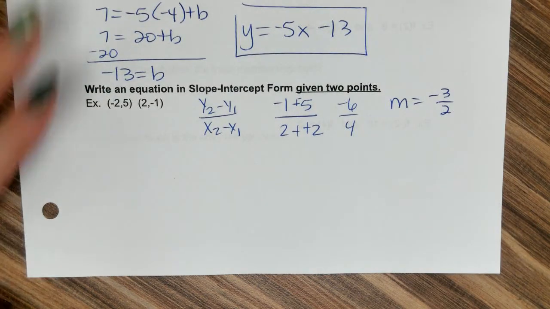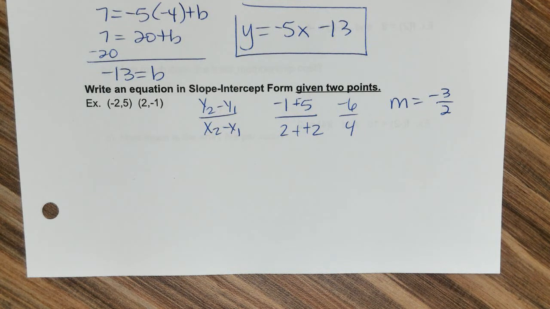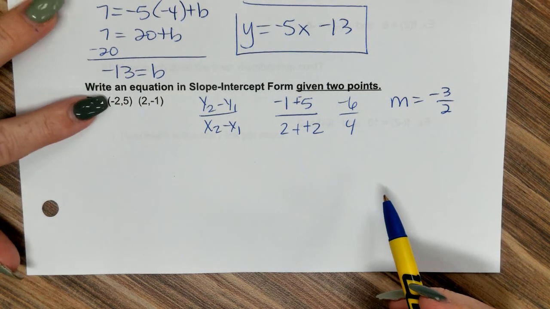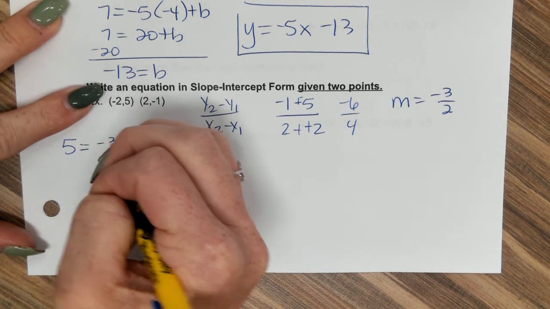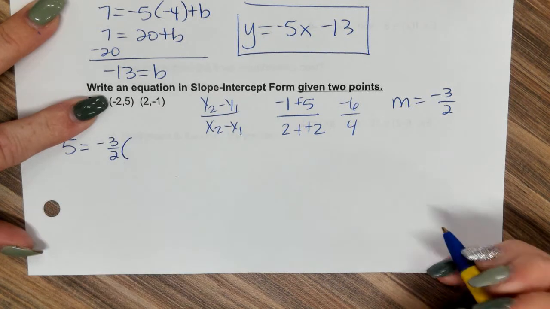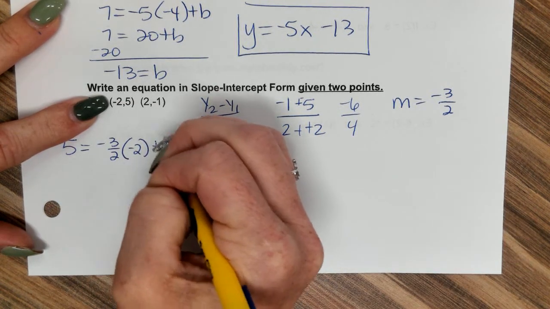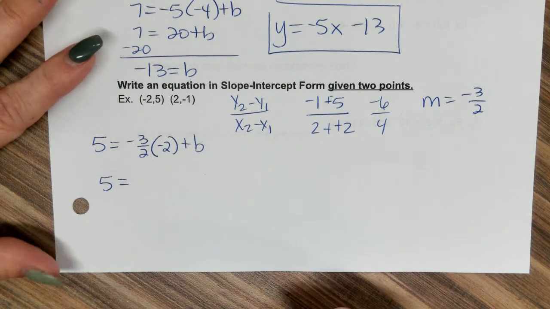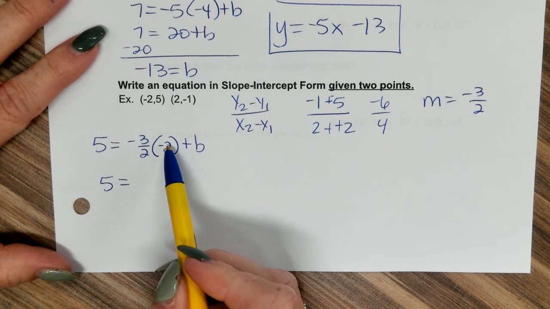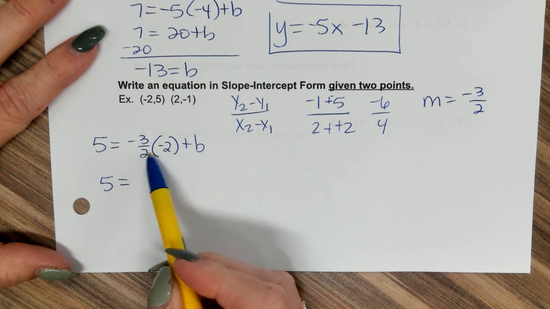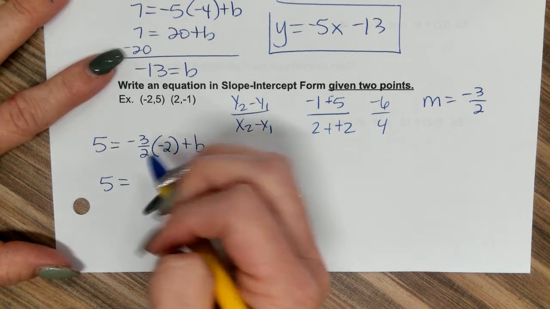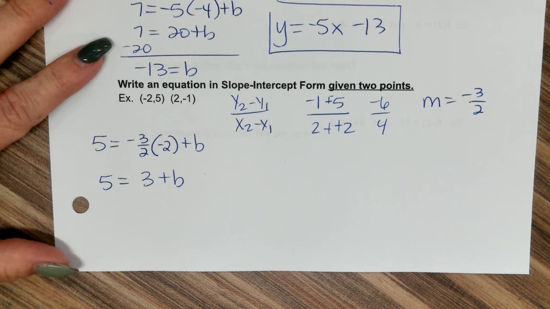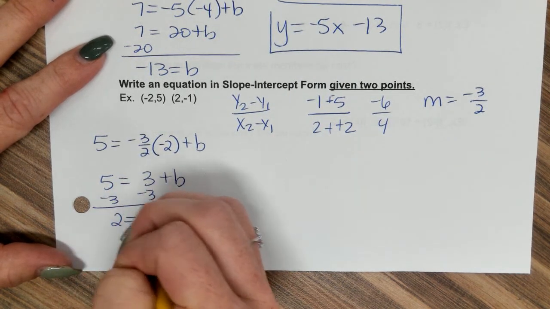All right, now I basically have the same problem that I just had at the top, correct? So which one of these coordinates do y'all want to use? The 5? The first one? All right, so I have 5 equals negative 3 halves times x. Well, what is x? Negative 2 plus b. All right, 5 equals, what's a negative times a negative? A positive, and what's going to happen with these 2's? They're just going to cancel out, and I'm going to be left with 3. All right, how am I going to get b by itself? Minus 3. So I have 2 equals b.